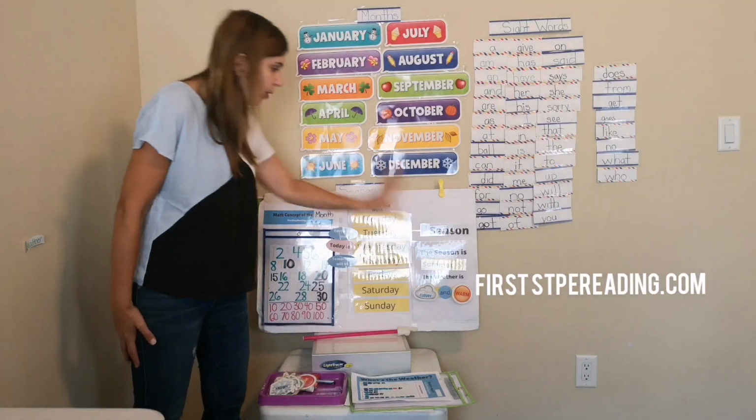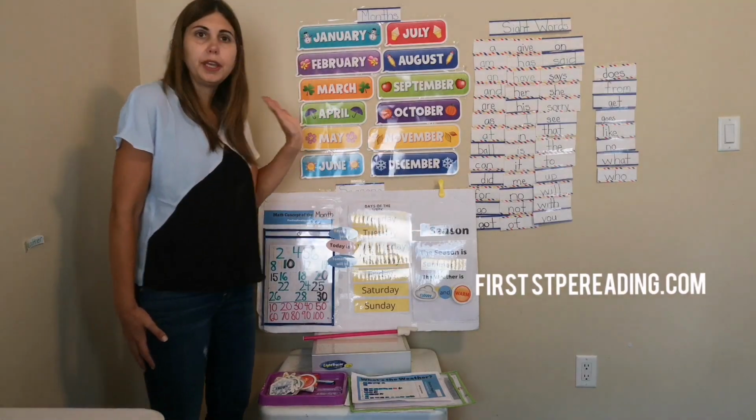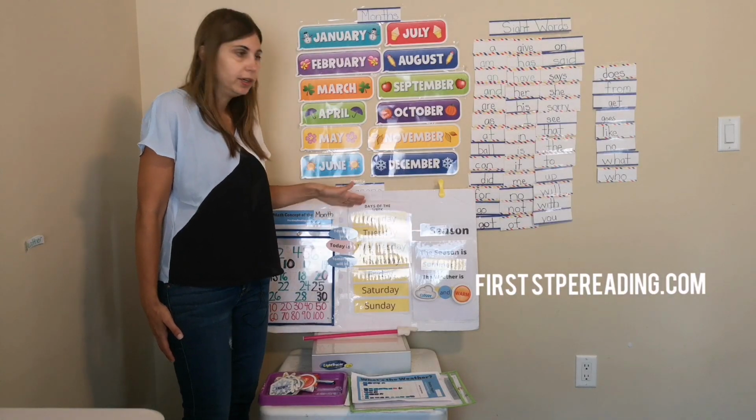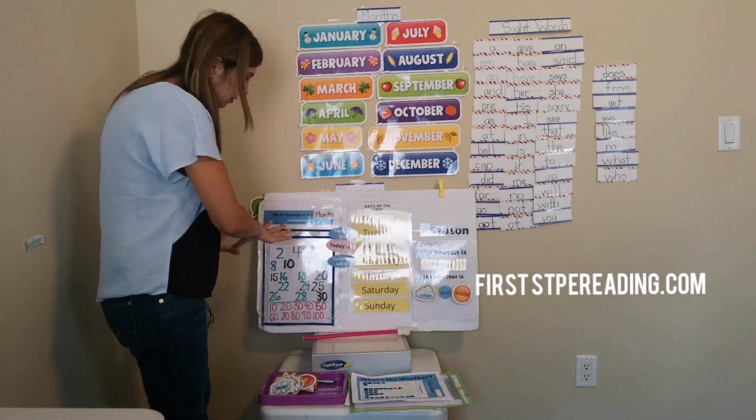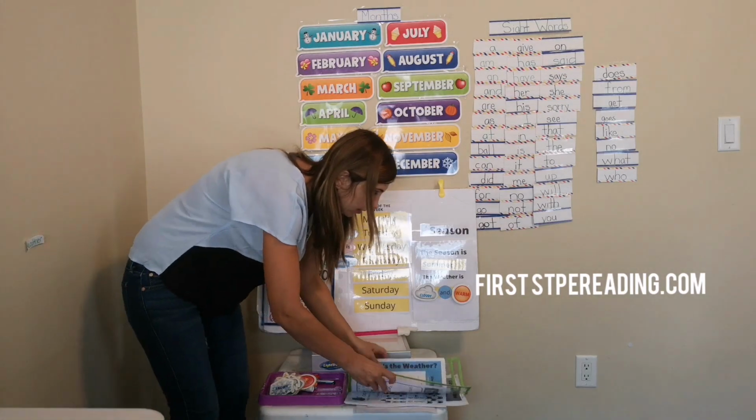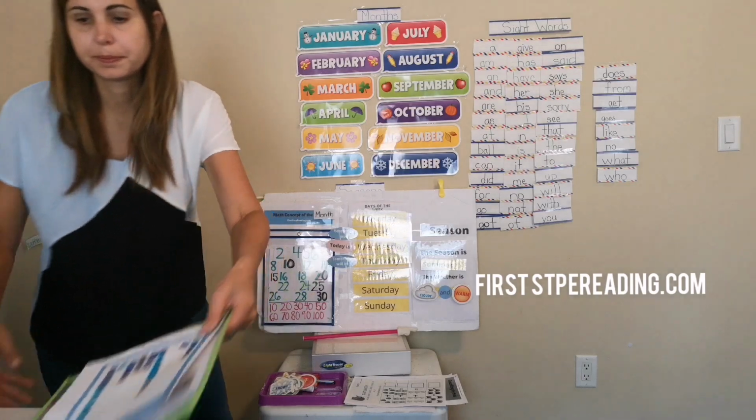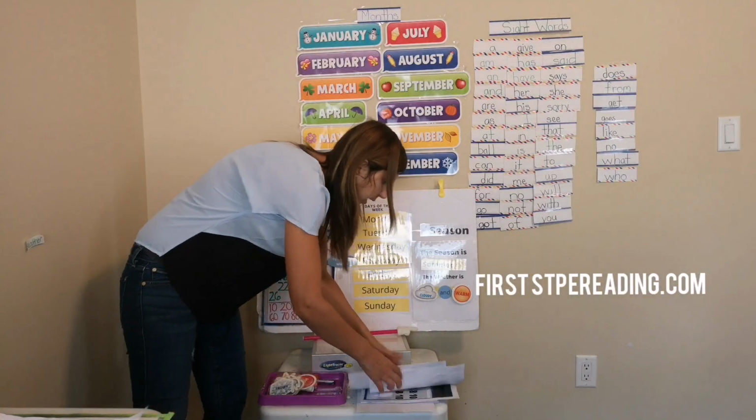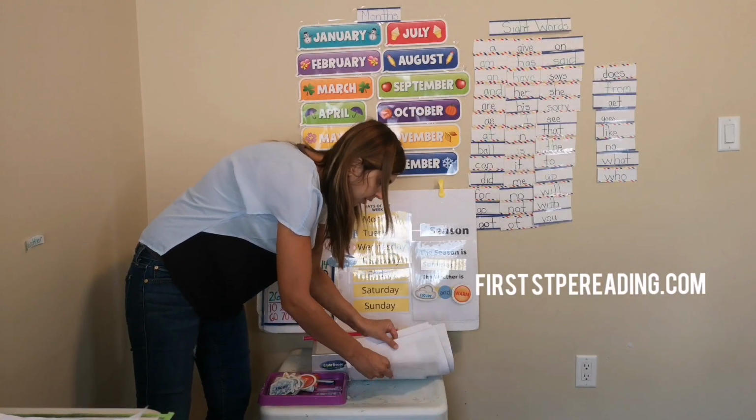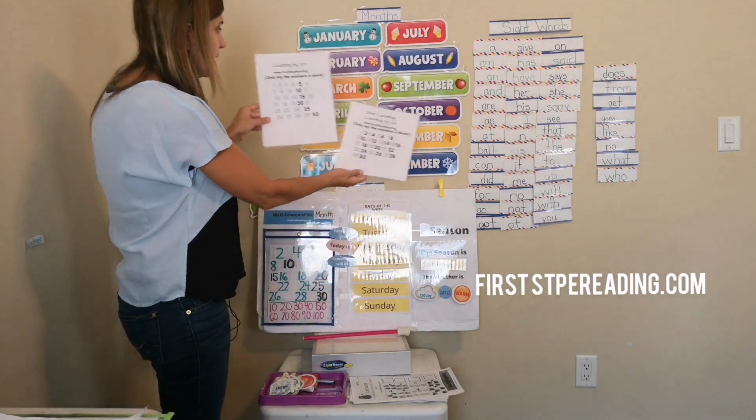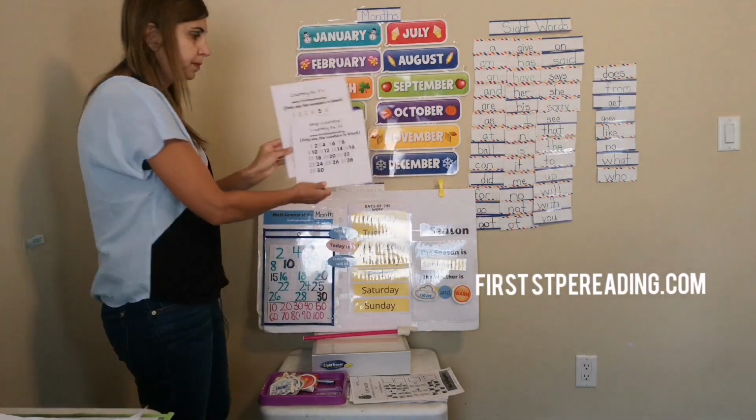So we went over our weather, our days of the week, our months of the year, and the date. So now we're going to move on to math. So let me put this away. And we're going to start with counting by 2s and counting by 5s.